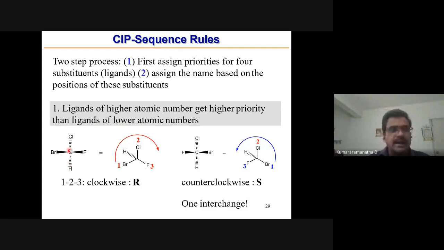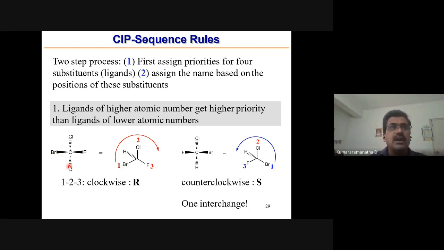Again, you can see a broken line and a thick line. Bromo and fluoro groups are facing towards you. Chloro and hydrogen groups are away from you. Now, how to give? Among bromine, chlorine, and fluorine, bromine has the highest atomic number. Assign that first.